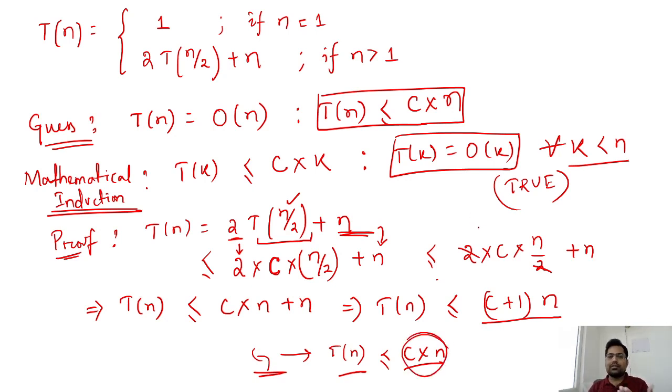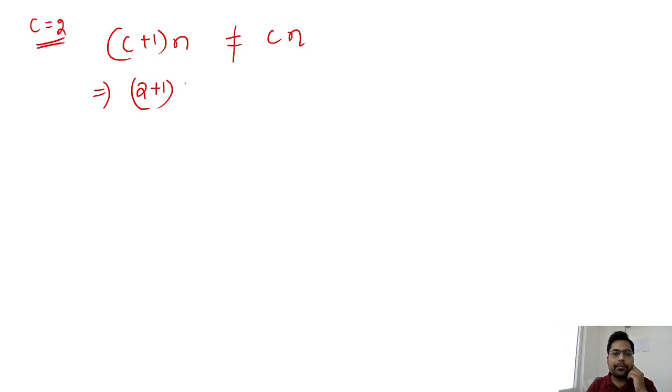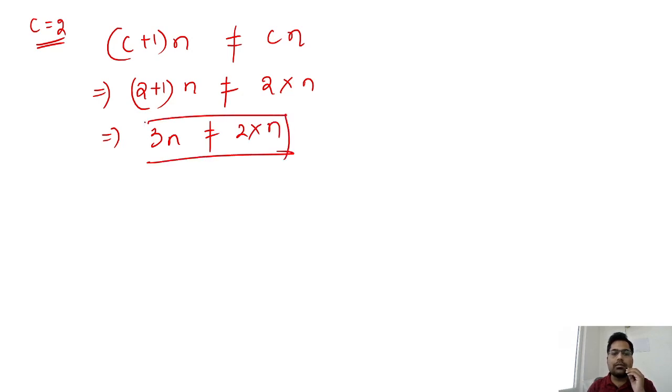To prove it, if you say I might be wrong, that is not an issue. If I am wrong, then it is not correct with C into n. To check that, you can take an example of C. Let us take the value of C as 2. On one side I am saying (C plus 1) is not equal to C into n. So 2 plus 1 into n, which is 3n, is not equivalent to 2n. No, it is not. That is why I told you.